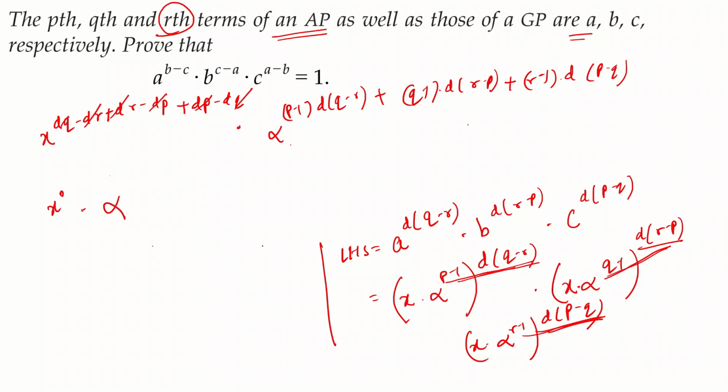Also, I leave it to you to verify that if you simplify all of these powers of alpha, you will also get 0. So we will be getting X to the power of 0 times alpha to the power of 0, which is 1 into 1, which is 1. So that is how we prove it. So please complete this.